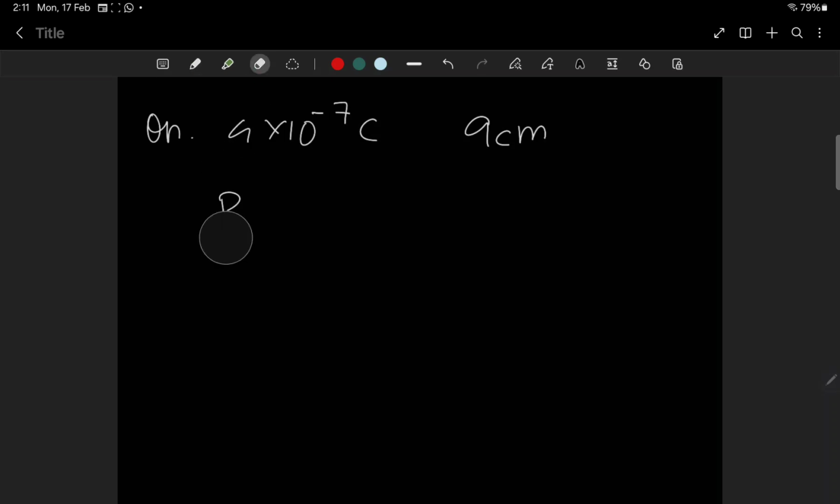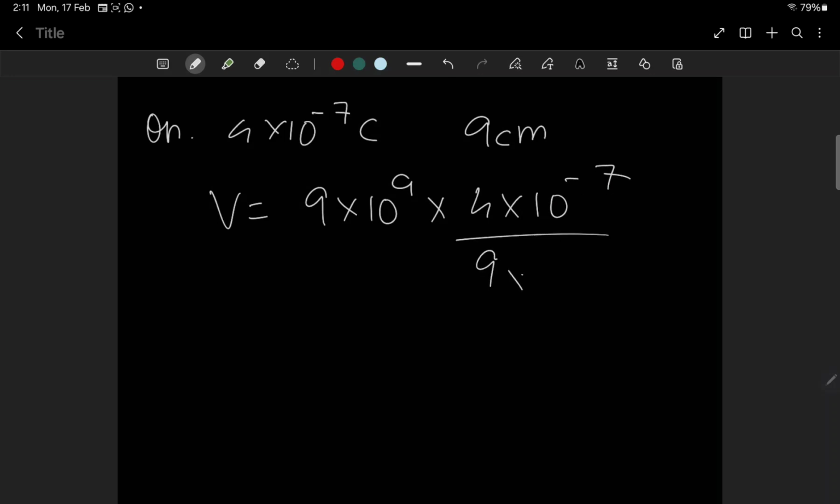Potential, I'll write it as V, since P we already used for dipole moment. So consider this: V equals 9 into 10 raised to 9, that is 1 by 4 pi epsilon 0, into 4 into 10 raised to minus 7 by 9 into 10 raised to minus 2, in SI units.